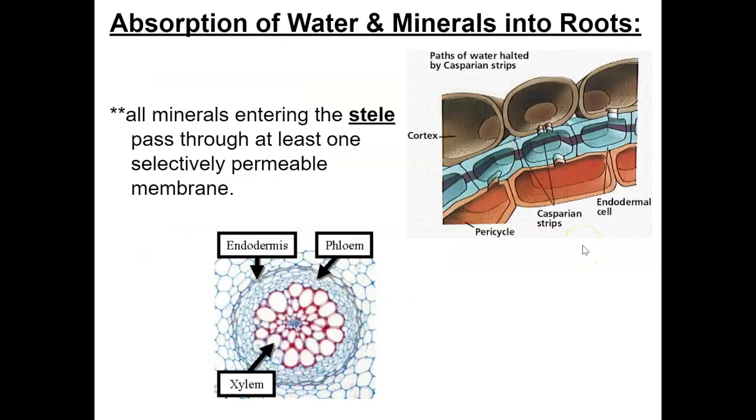So again, all minerals that enter the stele have to pass through at least one selectively permeable membrane, at least one plasma membrane in a root cell. So this can be done at any point along water's travel. It can be through any cell in the root. It could be through the epidermal cell. It can be through any of the cells in the ground tissue. But the last chance for this to occur will be at that endoderm.